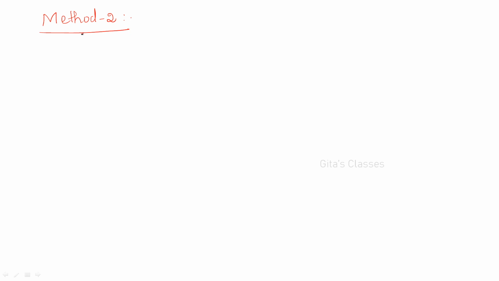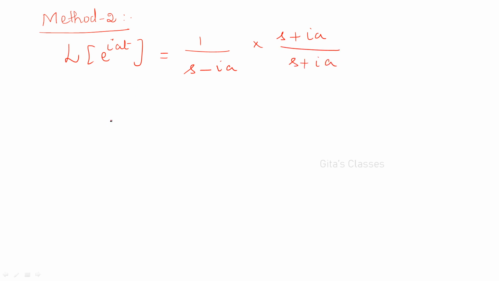We know that L of e power at is 1 by s minus a. So L of e power iat means 1 by s minus ia, and multiply and divide by s plus ia. What will be there in the denominator? And the left hand side, I can write L of e power iat as cos at plus i sin at.